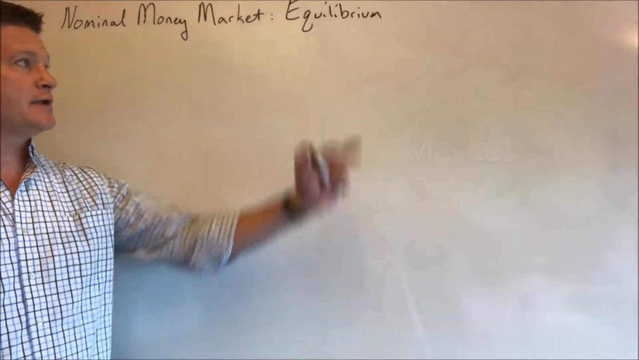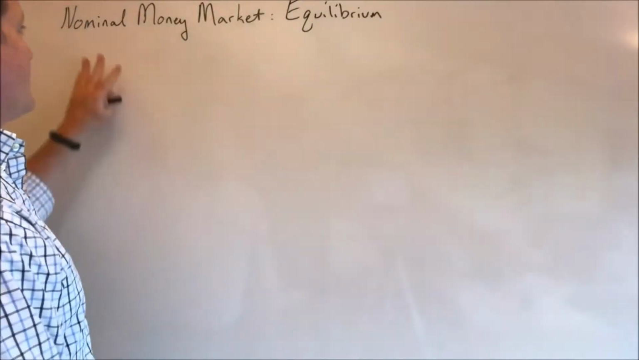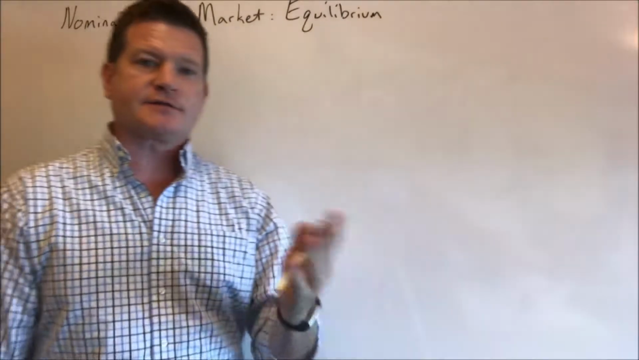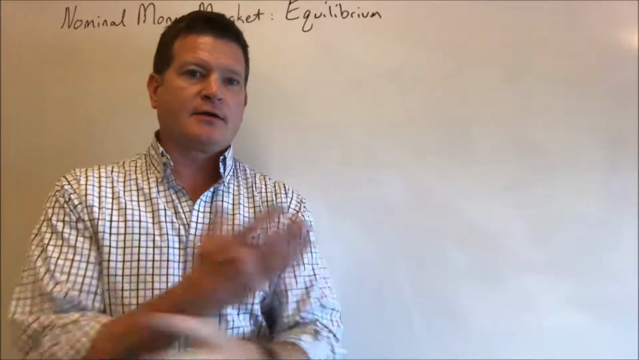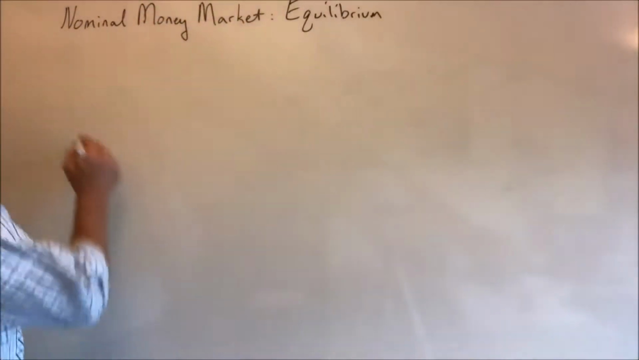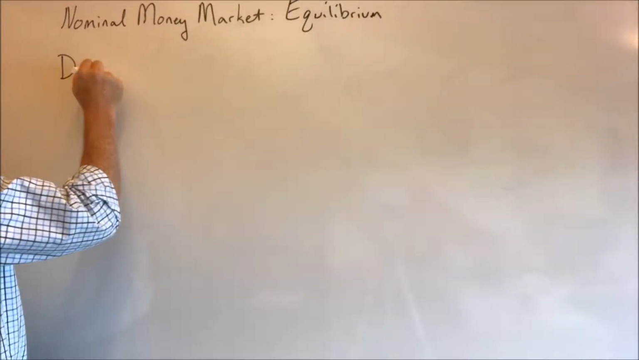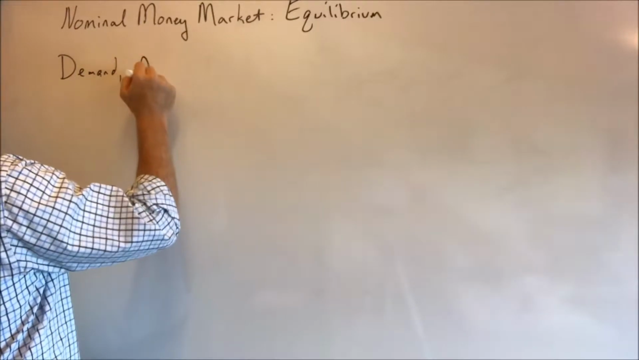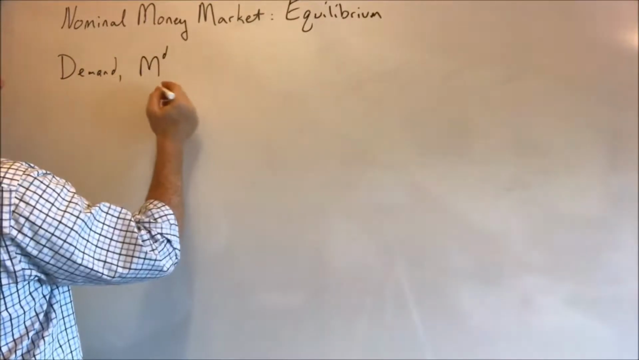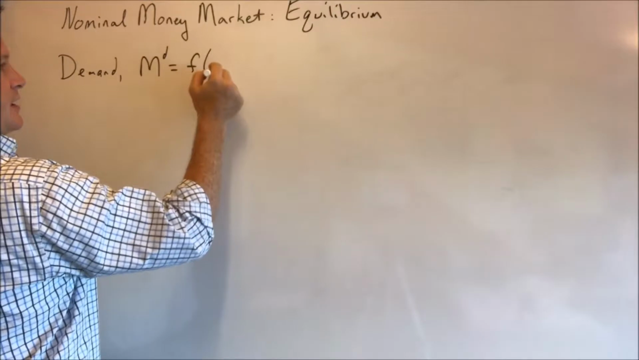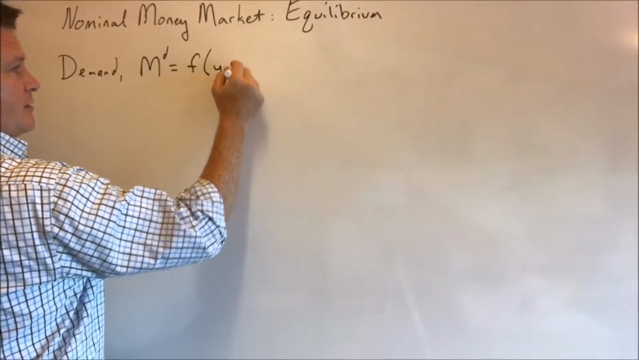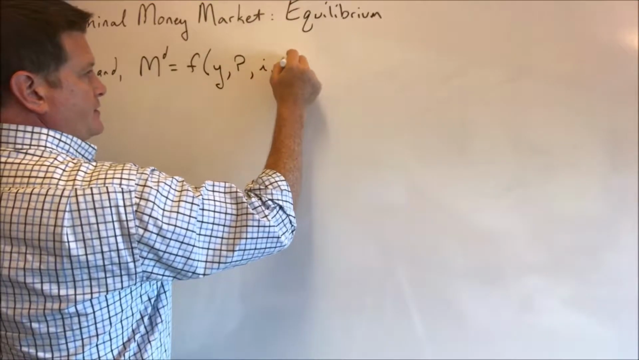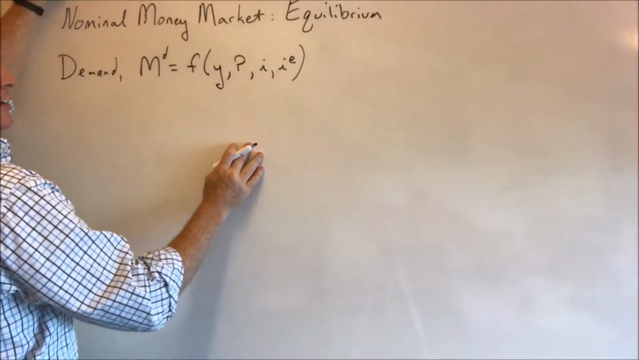Let's now look at equilibrium. Equilibrium in this market, the nominal money market, is going to be balancing the supply side with the demand side. We have both those pieces, so demand in this market, we know the demand for nominal money depends on real GDP, the price level, the nominal interest rate, and the expected future nominal interest rate.